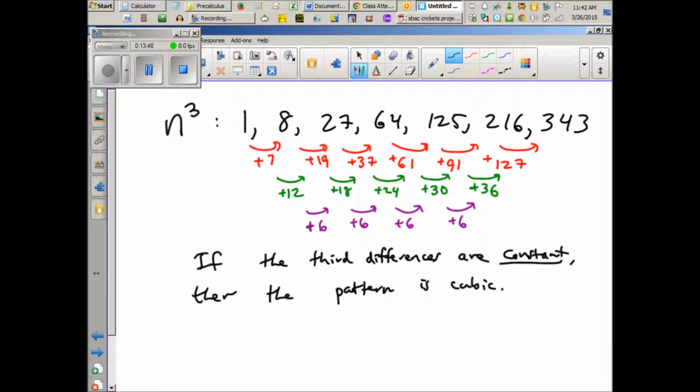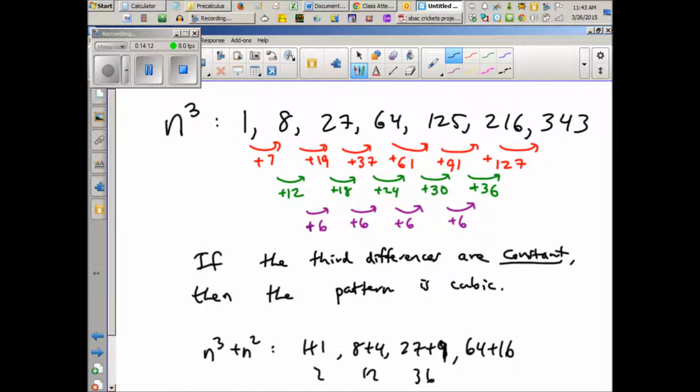Interesting. Okay, now where this gets super challenging is when somebody tries to mess with you and gives you something like n cubed plus n squared. Where they take 1 plus 1 and 8 plus 4 and 27 plus 9 and 64 plus 16, and then they combine them all like this: 2, 12, 36, 80. Here, figure out my pattern. Oh, man. There's a way to do it. I don't have time to teach it, but you would actually assume that it's cubic by studying the third differences.